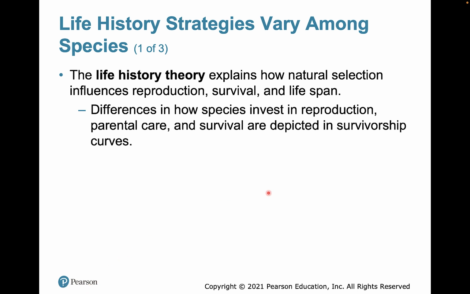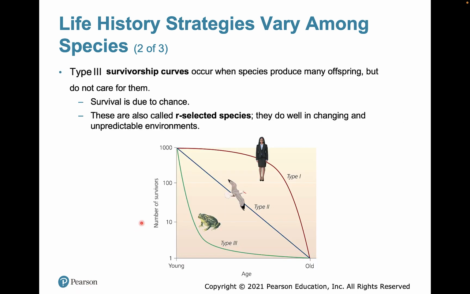We can look at life history. The theory of life history talks about how natural selection impacts reproduction, survival, and lifespan. So differences in how these different species invest in reproduction, in parental care, and consequently, how survival changes as a result of those investments can be seen in survivorship curves. So this is one of the things that you need to understand, all right?